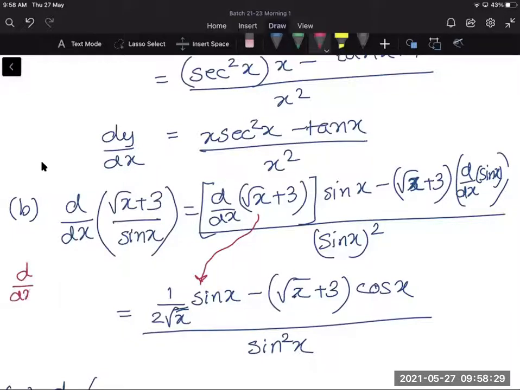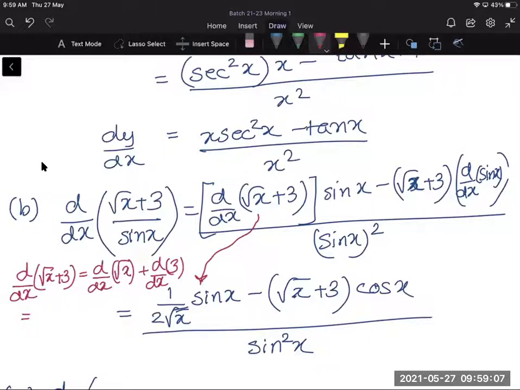d by dx of root x plus 3 is equal to d by dx of root x plus d by dx of 3. Will you agree with this? Yes, sir. हाँ, क्या सही है ना? ये सही लिखा ना मैंने? रूल नंबर 2 यूज किया है. अब आप मेरे को बताओ कि d by dx of root x क्या होता है? ये तो हम निकाल चुके हैं ना. d by dx of root x क्या होता है?